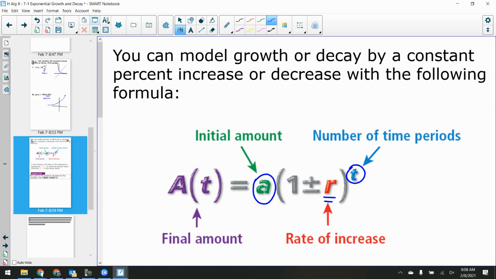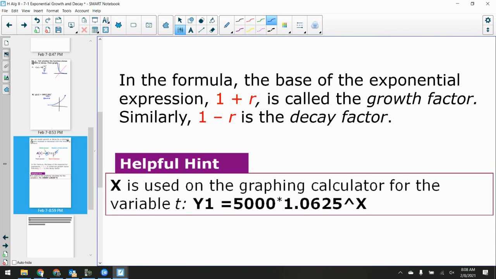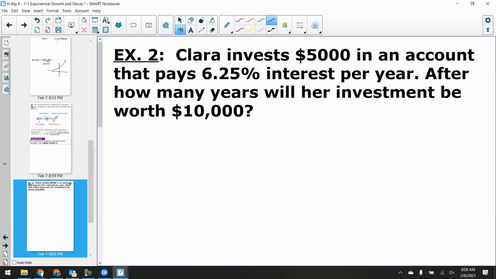Let's take a look here. Yeah, obviously the 1 plus R, the 1 minus R, the growth. Sometimes you might see that called the growth factor or decay factor, like identify what the growth factor or decay factor is. Basically, I'm just asking you to identify what the base of the exponent is. Okay. Yeah, let's do an example here.